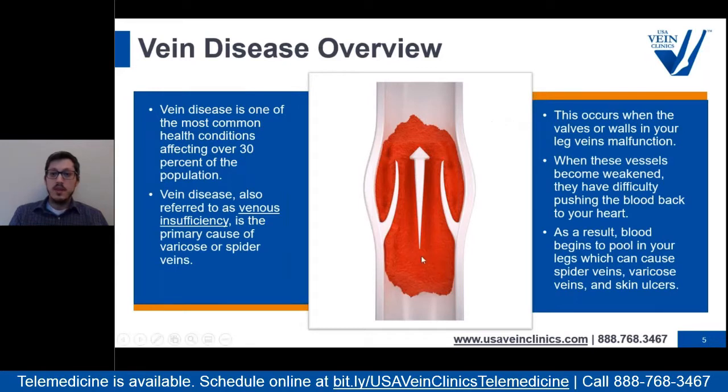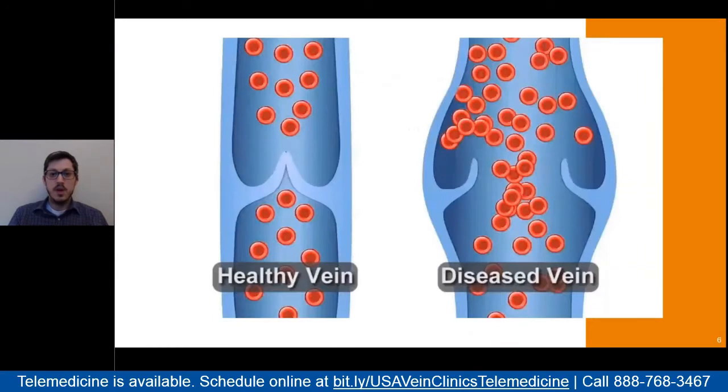This occurs when the valves or the walls of the veins start to malfunction and they can't move the blood very well. The vessels become weakened and they physically cannot pump the blood. So gravity pulls all the blood down towards the patient's ankles, and that causes this elevated pressure in the veins, and it causes the varicose veins and some of the other symptoms and complications.